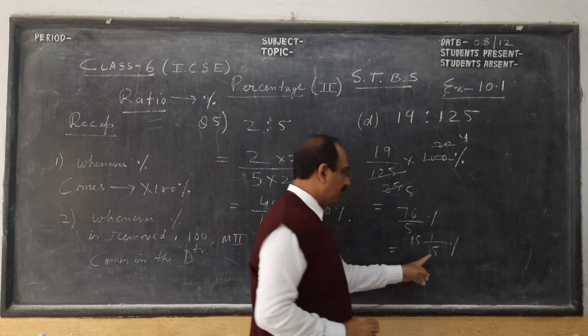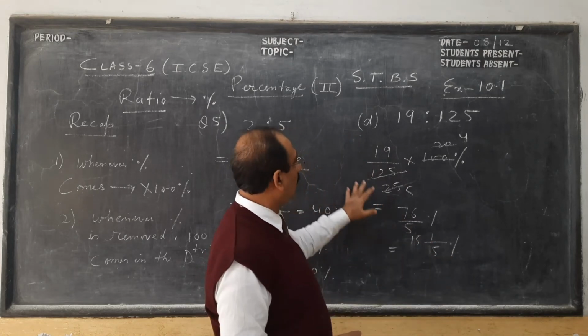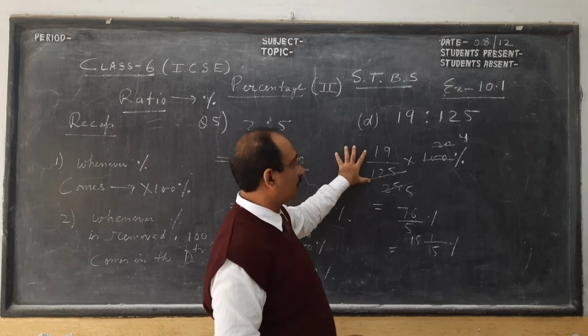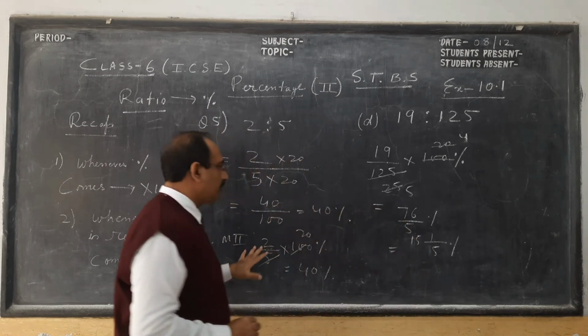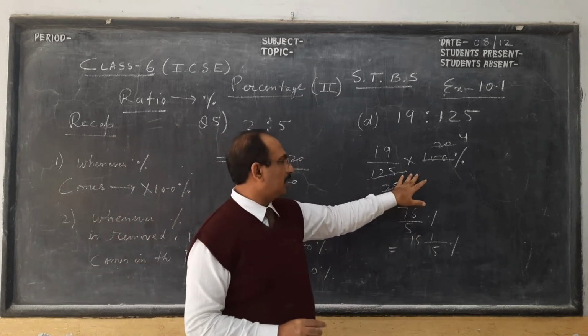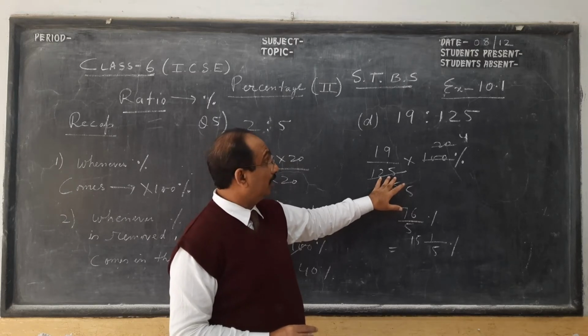So 15 fives are 75, plus 1, 76 by 5. This is how we convert this ratio into a percentage. So here we use both methods. Here, to convert, you will say, sir, how can we make the denominator 100 for 125?